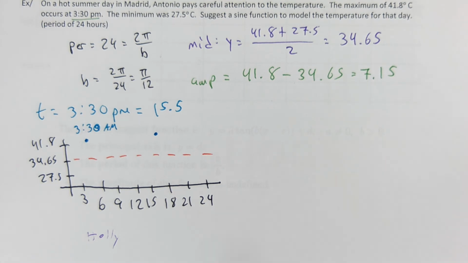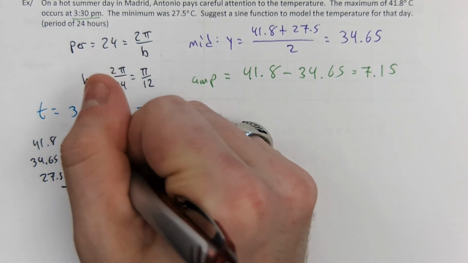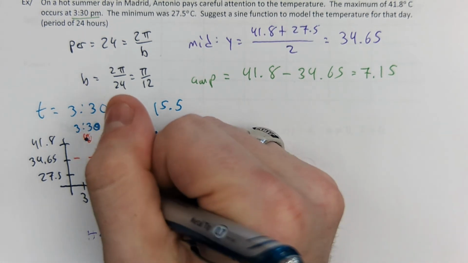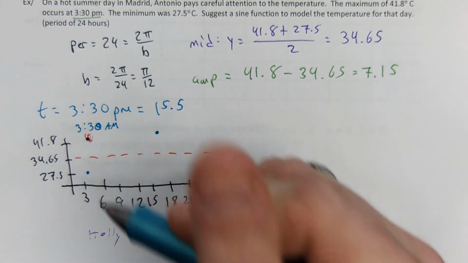So no. I put that dot as a maximum by accident. We said it was supposed to be a minimum. I have it way up here at the top. You can just ignore this. It means nothing. Not 100 degrees at 3:30 in the morning. It should have been way down here. Sorry.